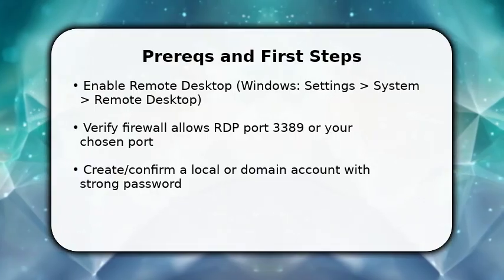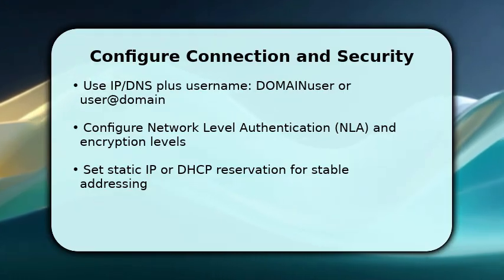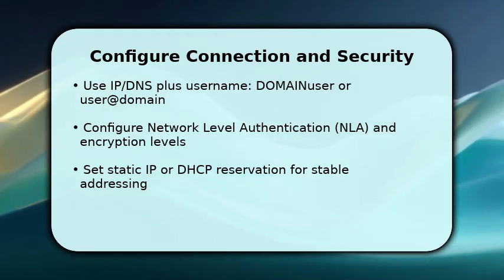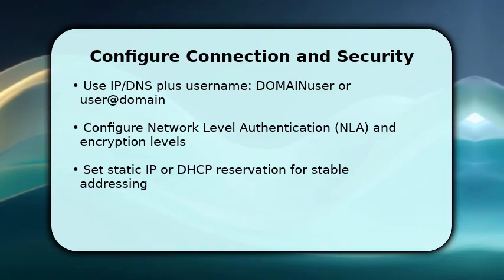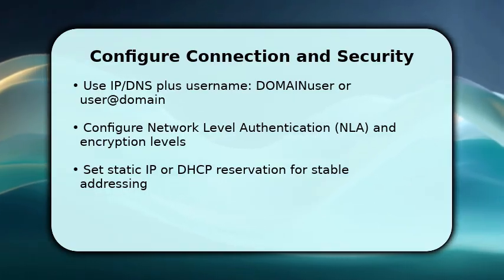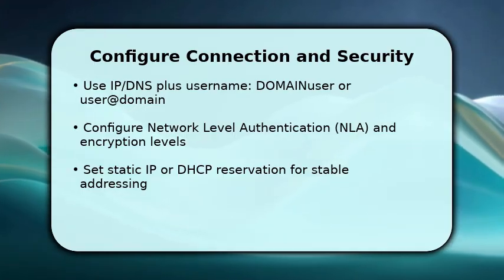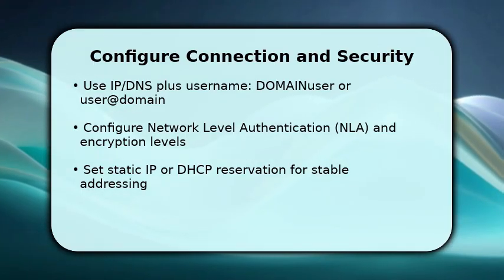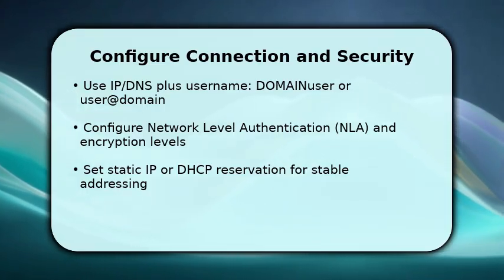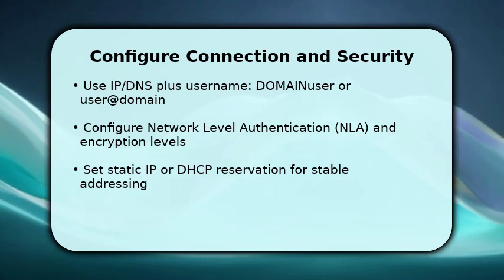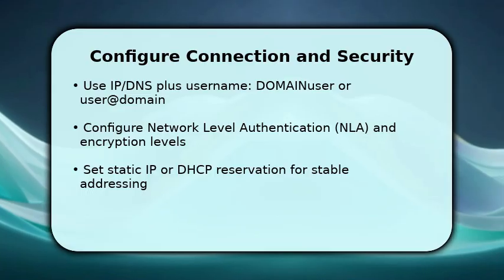Now you'll configure the client and tighten security. On the client, enter the target's IP or DNS and specify the user format, then select network-level authentication to require credentials before session creation. This reduces attack surface. You should also enforce encryption and choose high-quality algorithms where available. If possible, set a static IP or DHCP reservation on the host to avoid address drift. Once the client profile is saved, test a short session to confirm credentials and policies work correctly.